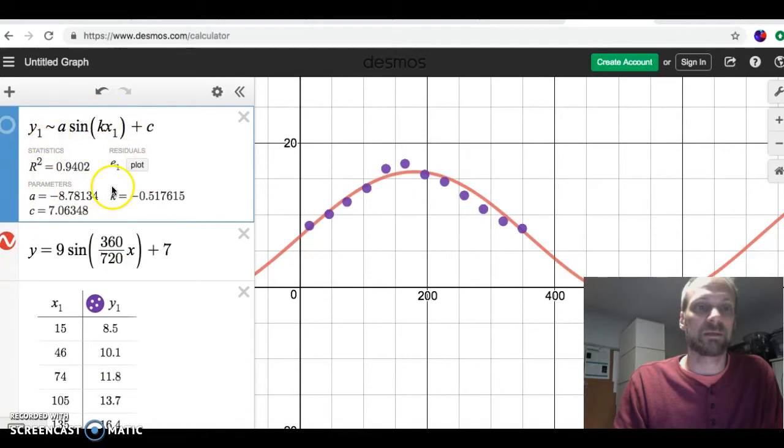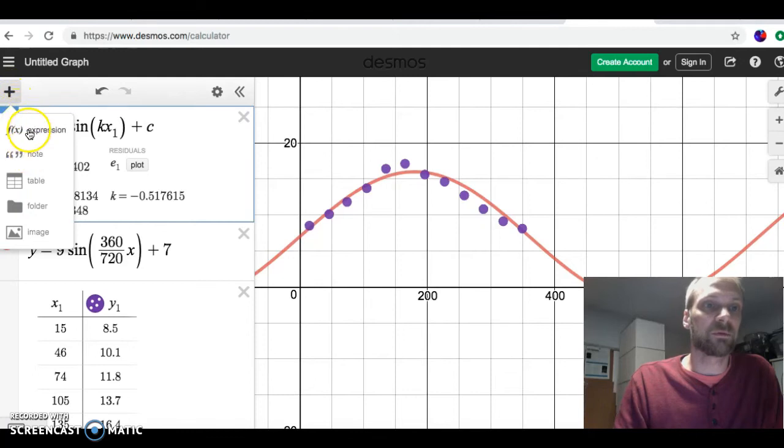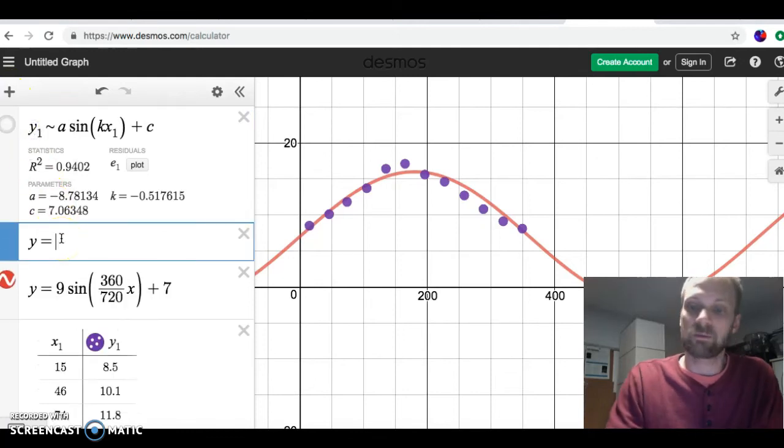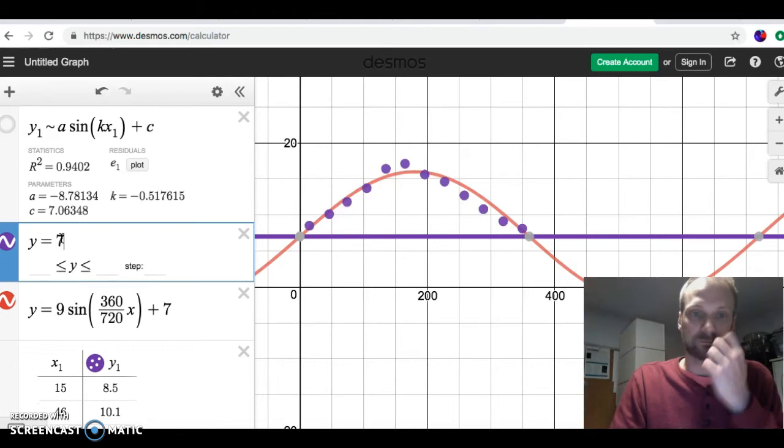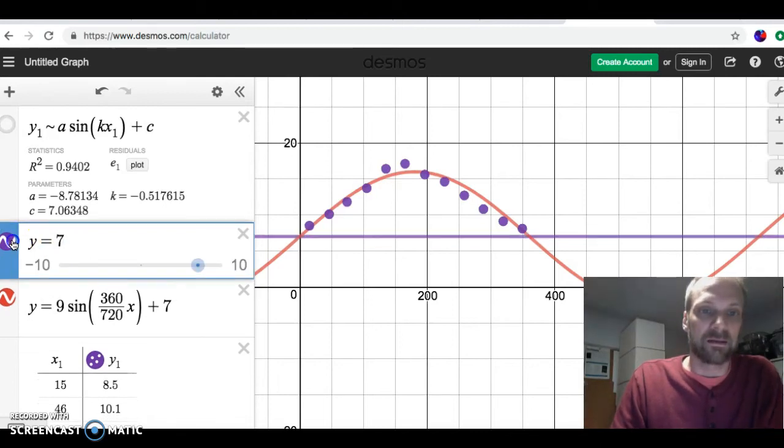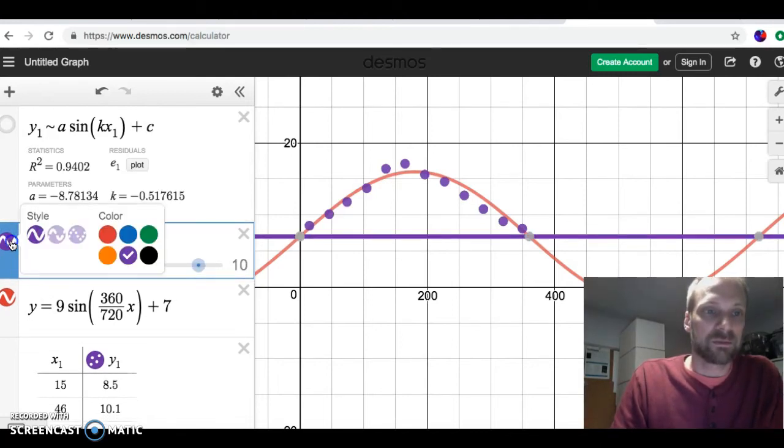we got from Desmos. So the first one we're going to look at is the equation of the axis of symmetry. And that equation is y equals 7. You see it there. And that equation, which I would love to make a different color... Oh, that's not a good one. There we go. Okay. Let's go with black.